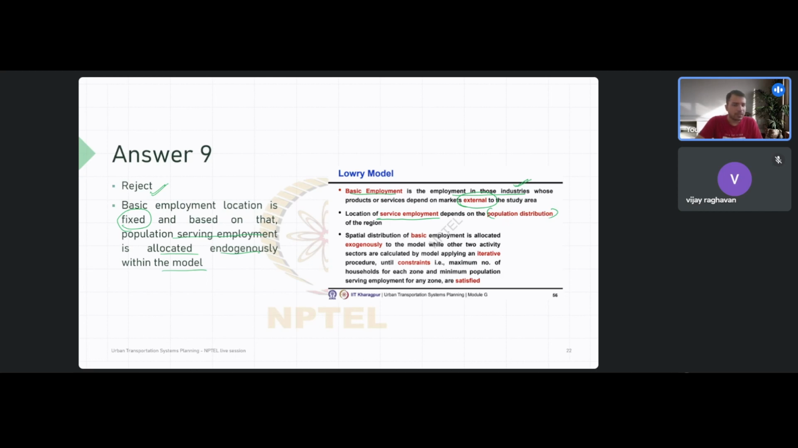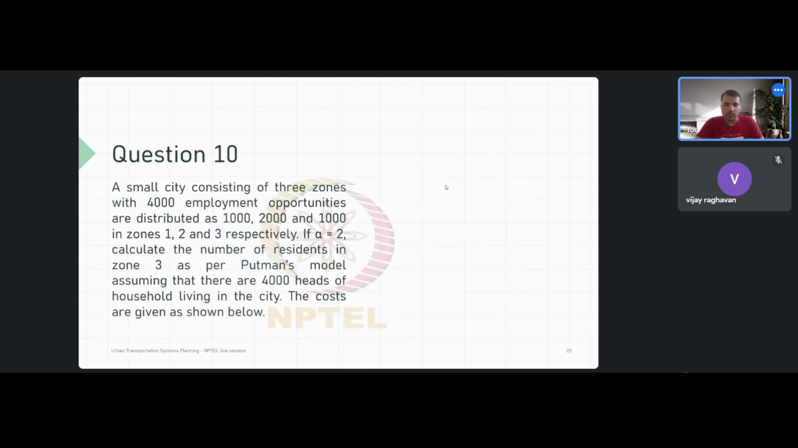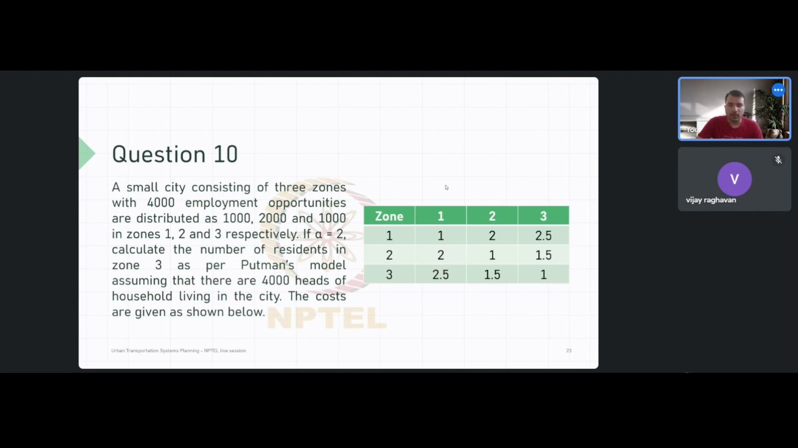How it will be spatially distributed will be allocated exogenously for basic employment, and then based on the constraints we can satisfy the serving employment and minimum population. So that is Lowry's model. Coming to question 10. So here we have the data.